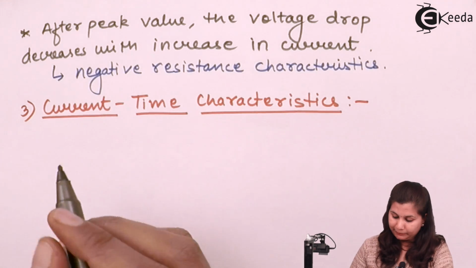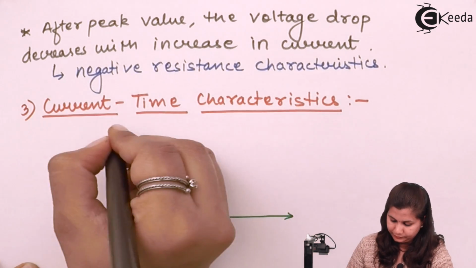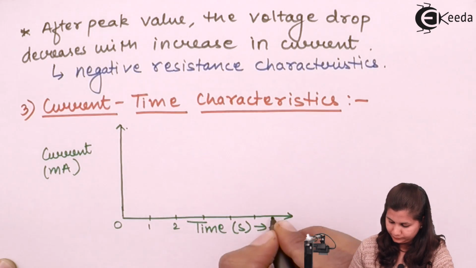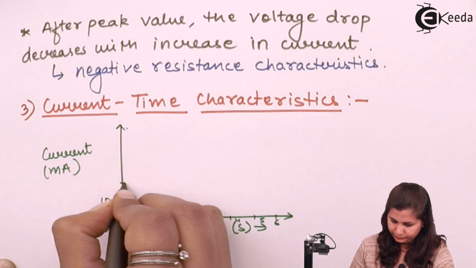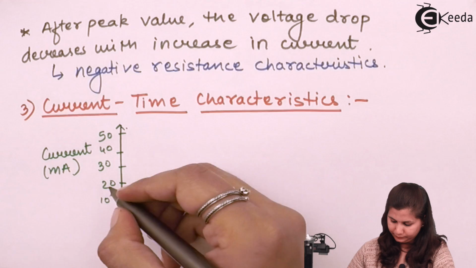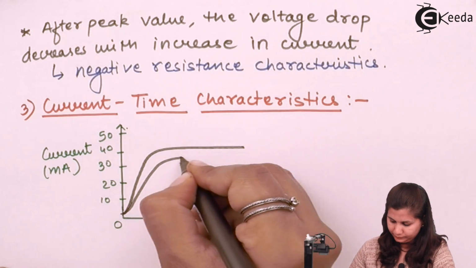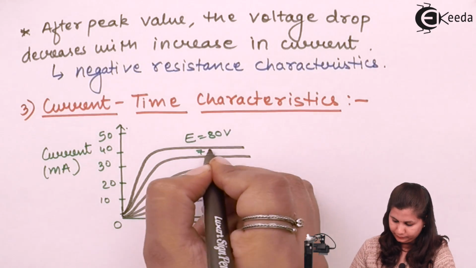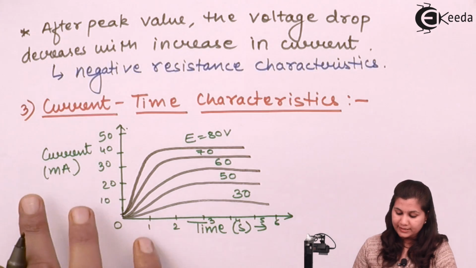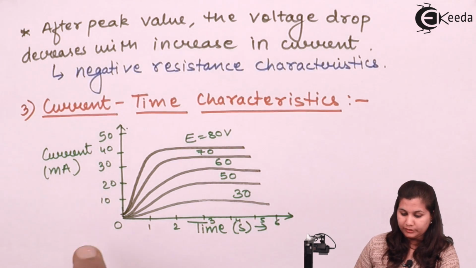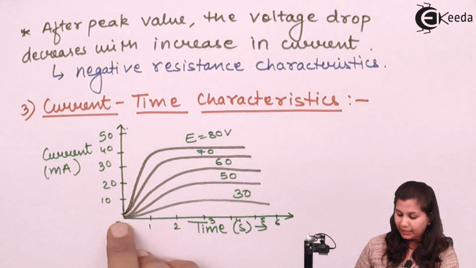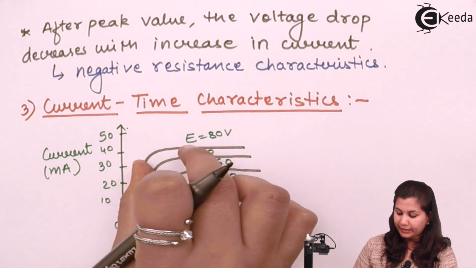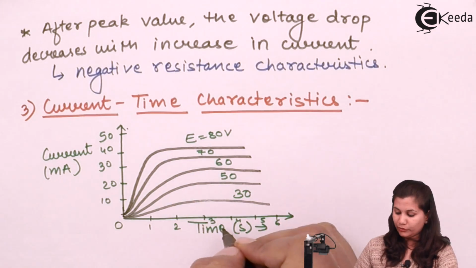If we see the graph for the current time characteristics, through this you can see that it is showing the time delay, that as the time is increasing here, the current is also reaching a constant value, but this amount of current can be decreased by decreasing the voltage values here.